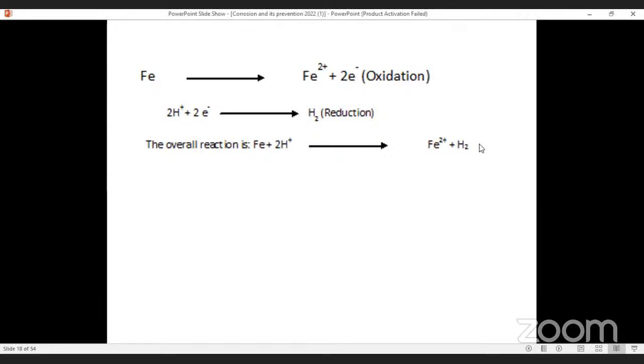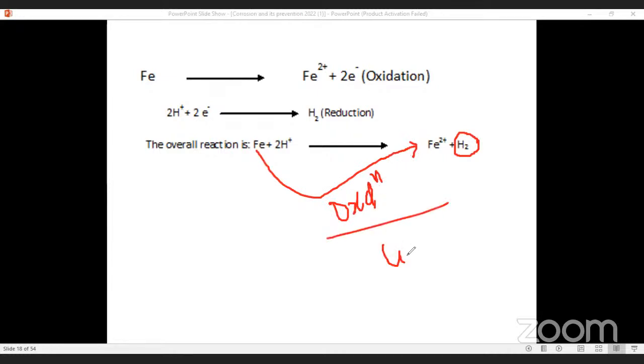Whenever hydrogen gas evolution takes place, the metal is converted to the metal ion. This is the process of oxidation, which may be called the corrosion process. This corrosion takes place in the presence of an electrolyte solution, so we call it wet corrosion.